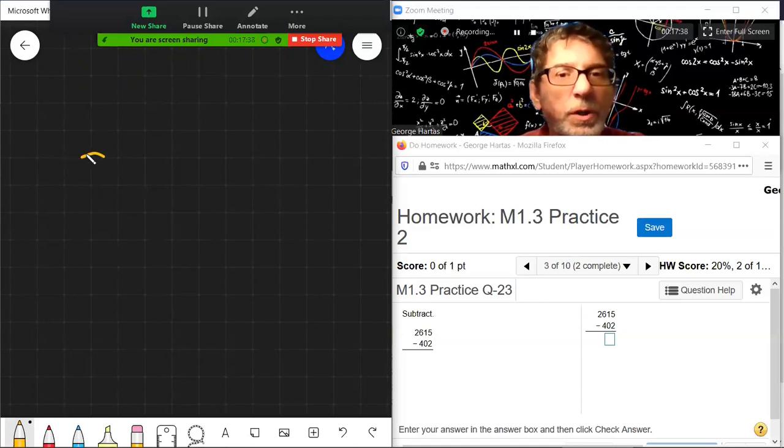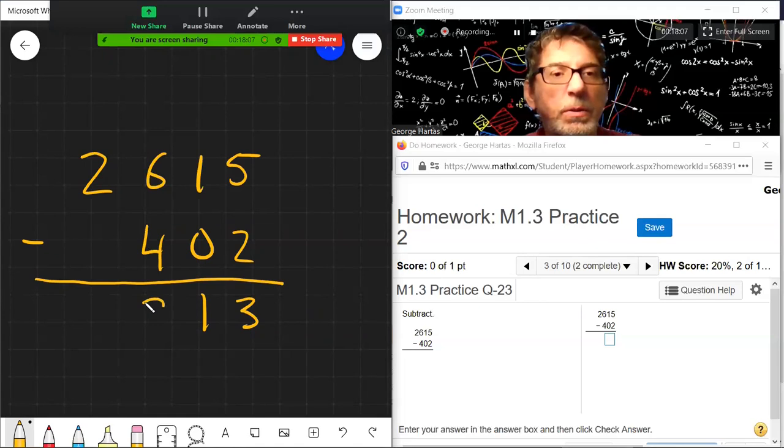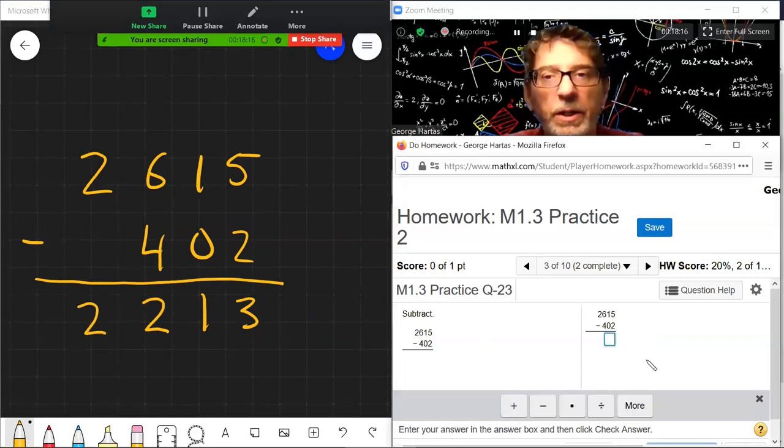So here we have a 4-digit number, 2615, minus a 3-digit number, 402. And as always, we start from the right-hand side, the ones column. 5 minus 2 is 3. 1 minus nothing is still 1. 6 minus 4 is 2. And then 2 minus nothing is still 2. So our answer is 2,213.